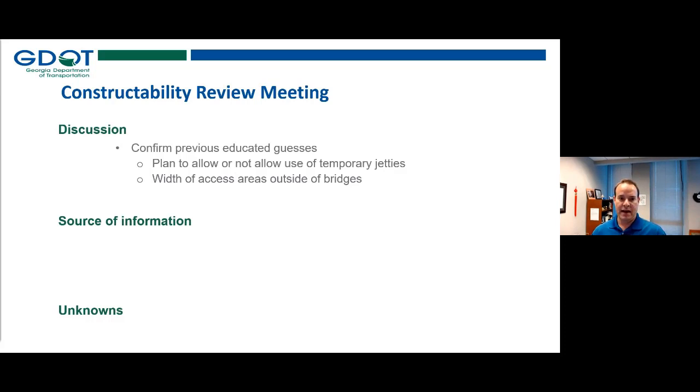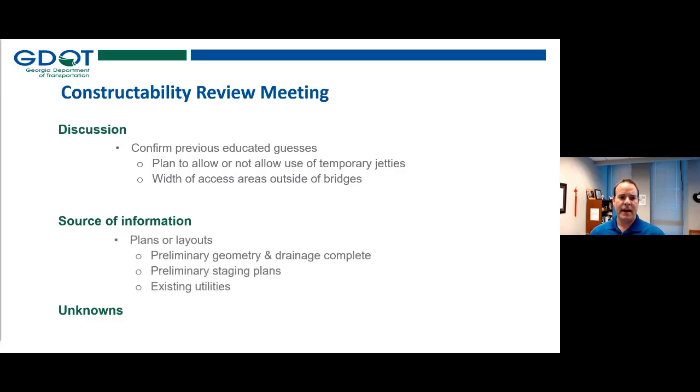Are we planning to allow or not allow the use of temporary jetties? And what is that approximate width outside the bridges for temporary construction access? At the constructability review meetings, you're going to have even more information. The geometry, including the cross section, should be very well established, and we should have a set of staging plans that can be evaluated in detail by construction personnel.